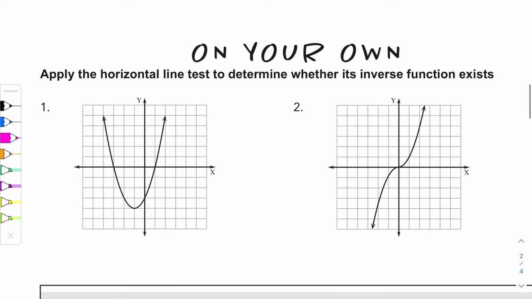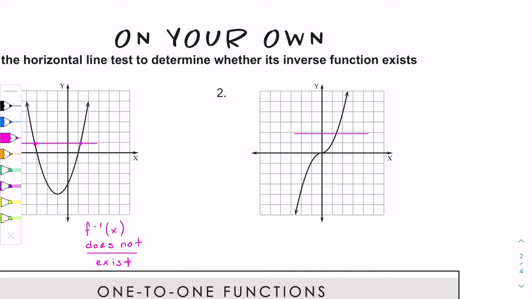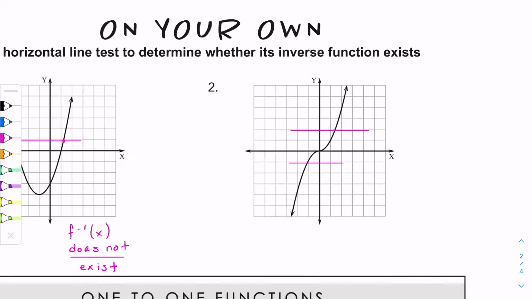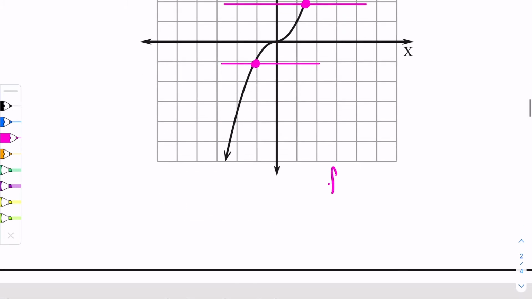So in the On Your Own section, you don't even need a graphing calculator. The graphs are provided for you. Hopefully you recognize right away on number 1 that a horizontal line is going to intersect the graph multiple times. The inverse does not exist. Number 2 is just like the last one we did. At any location, if you draw a horizontal line, it's only going to intersect once. The inverse function does exist.